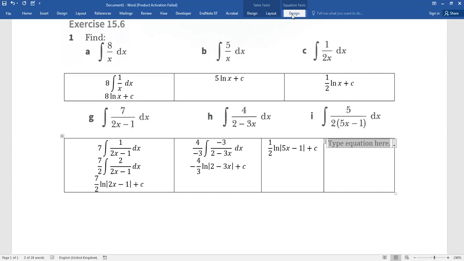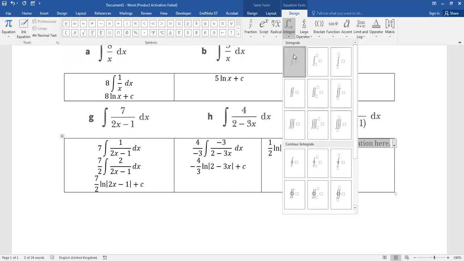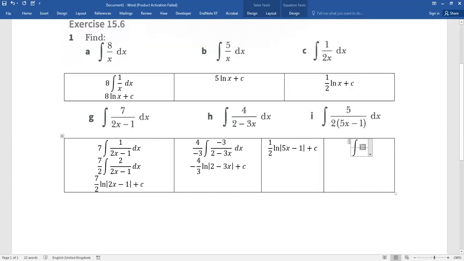You would have expanded it. Nothing to worry about. You would have got 5 over 10x minus 2. And you needed a 2 in the numerator, right? So you can put 10 in the numerator. So you multiply this by 2. You could multiply this by half. So you get half ln of 10x minus 2 plus c.